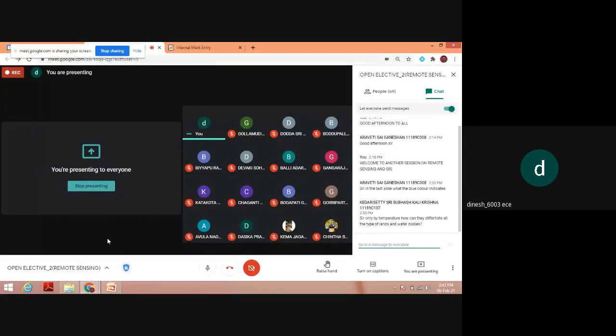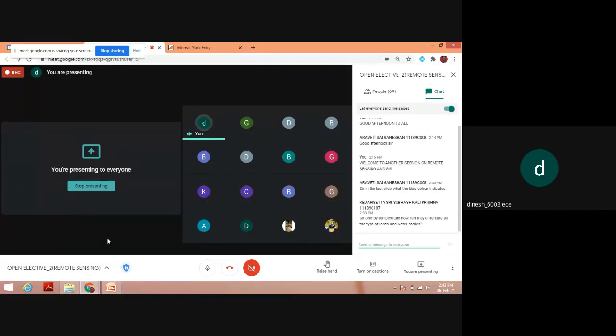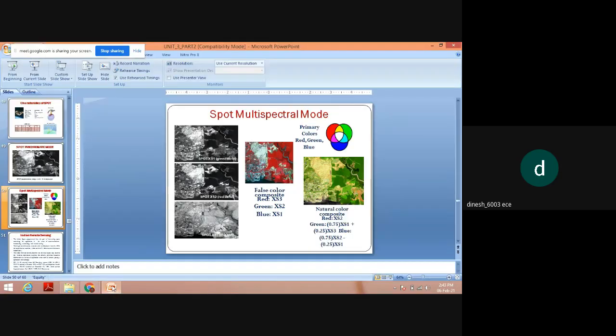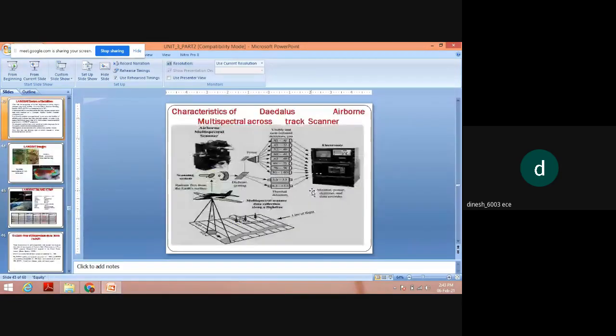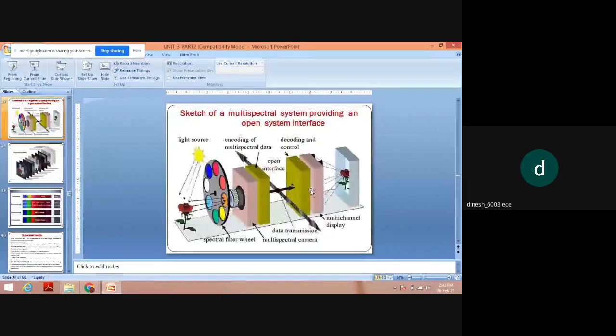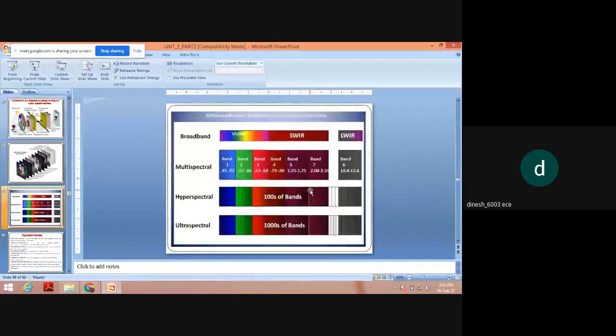And Sri Subhash, you had asked how they can differentiate all the types of land and water bodies only by temperature. For that you need to see the reflection properties. Okay.